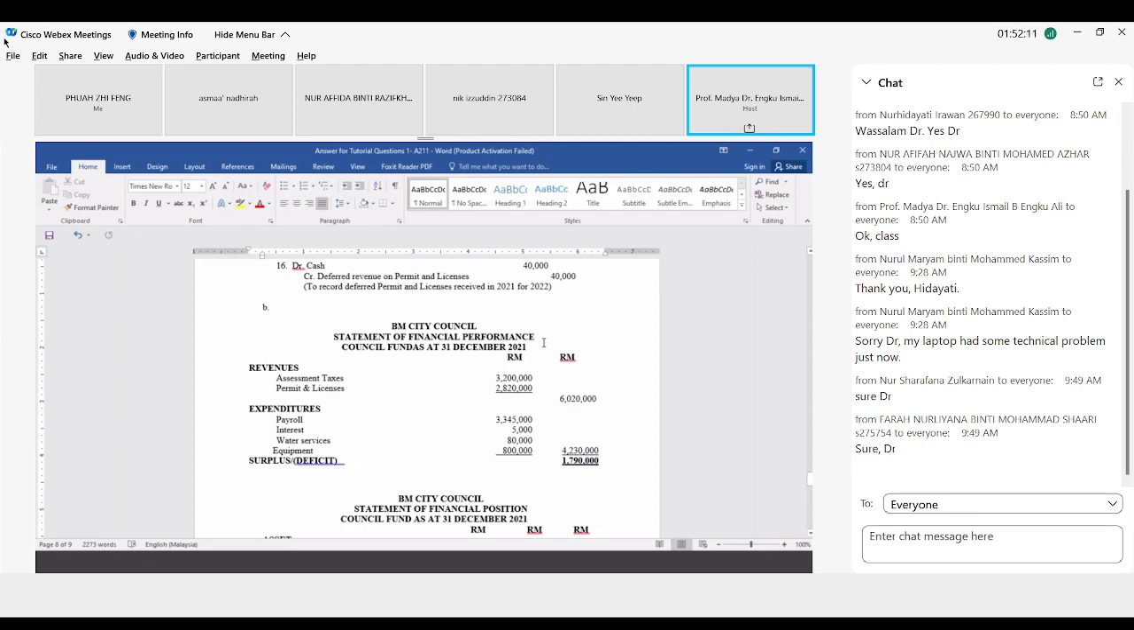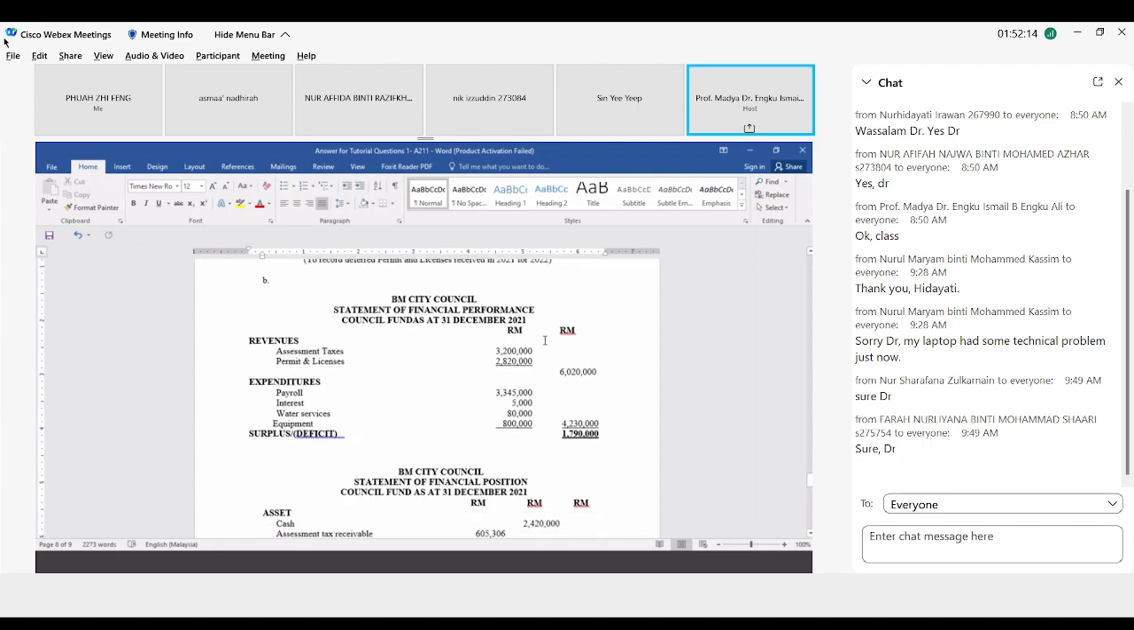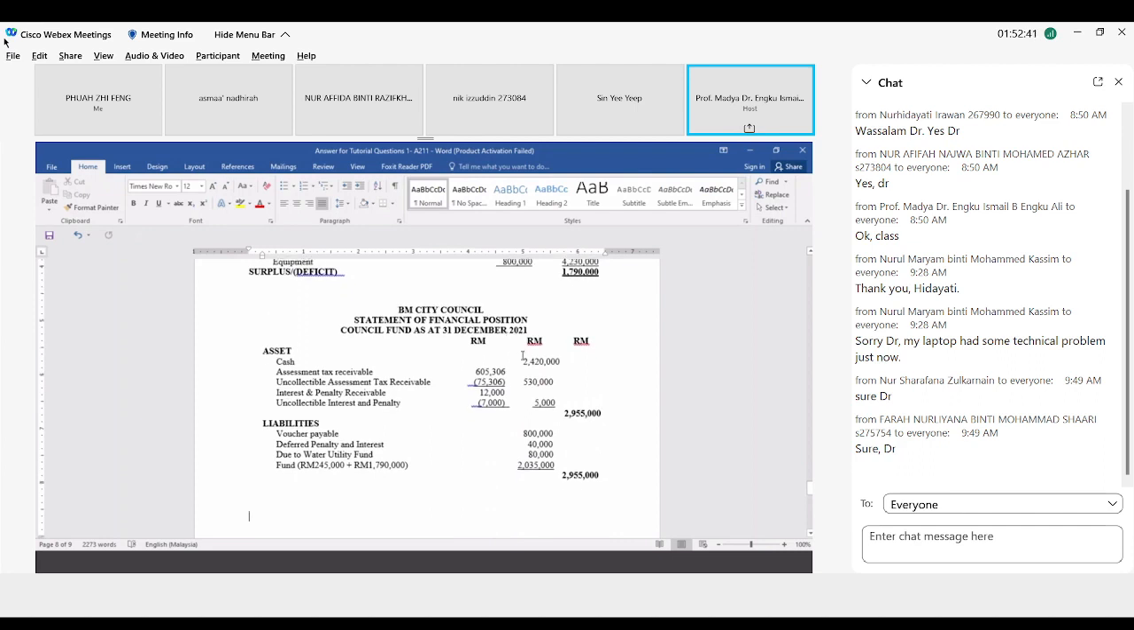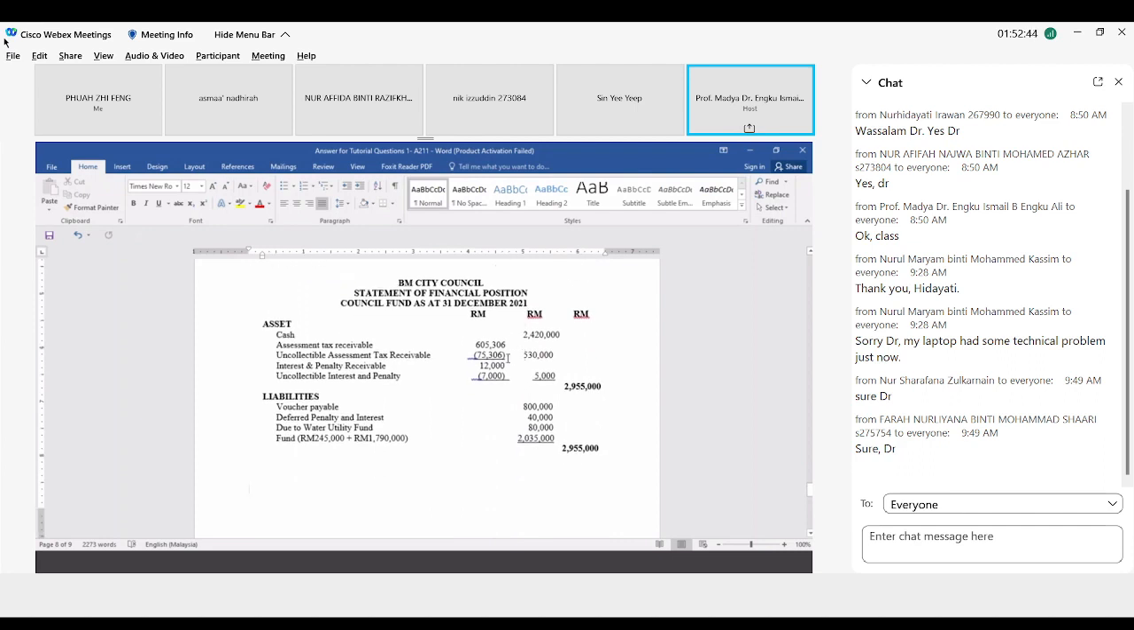The current year, right now, local governments practice the MPSAS. So therefore, their accounts need to be different. But this is under the MASB format. You are wrong. Both the format and also the figures here are wrong. Therefore, you get a very low mark on that matter. And then for the financial position, there is also a mistake on the figures and also on the format.